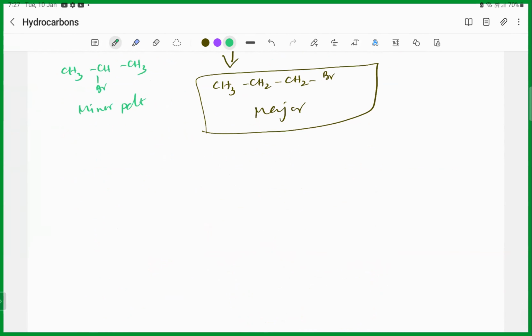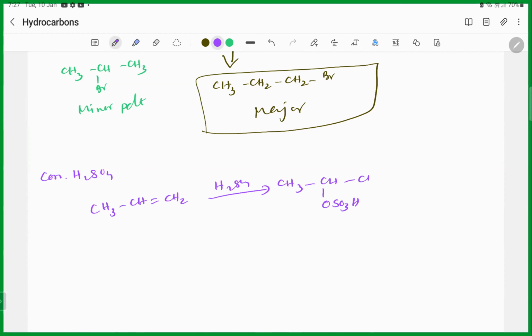The same thing applies to reactions with concentrated sulfuric acid. When you treat propene, CH3, CH double bond CH2, with sulfuric acid, it will give CH3, CH, OSO3H, and then CH3. This is known as isopropyl hydrogen sulfate. In the same way, when you have ethylene treated with H2SO4.